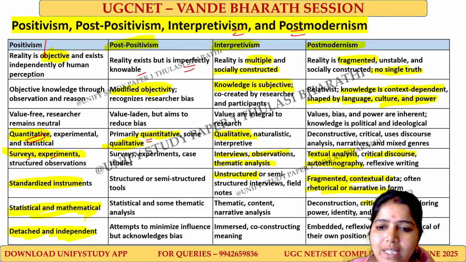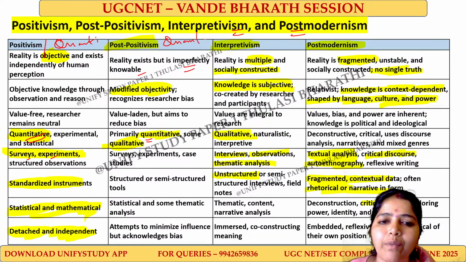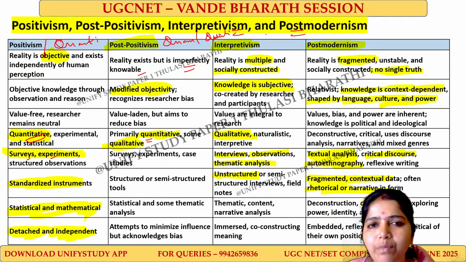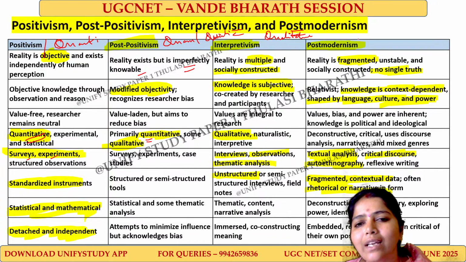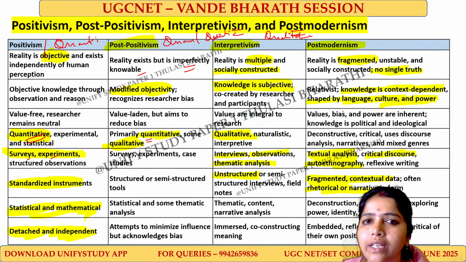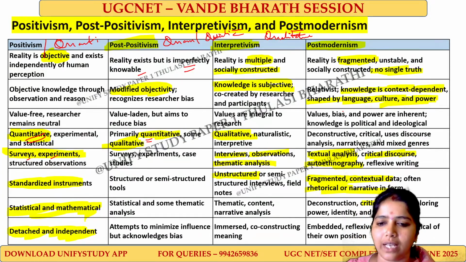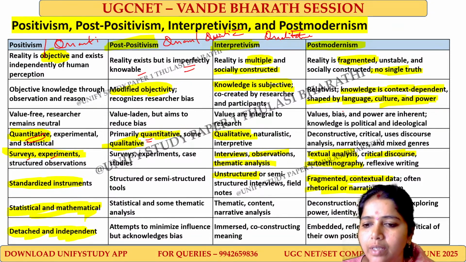So a simple way of understanding is: positivism is purely quantitative in nature. Post-positivism is partially quantitative and partially qualitative. Interpretivism means what? It is purely qualitative in nature. And postmodernism is also such that it does not obey reality. It is fragmented and constructed by society. Okay, is it clear? Right, it's called postmodernism. This time we have got a question from postmodernism. Yes, right.